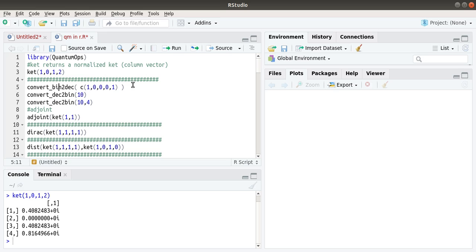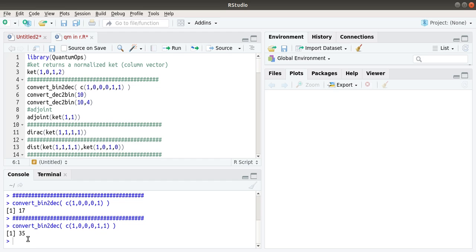And if you want to convert a binary digit to a decimal one, the command is convert_binary to decimal, and we can see that corresponds to 17 in decimal. If I add one more digit to that, I will get another corresponding decimal number. If I want to find the binary number of a particular decimal number, the command is convert_decimal to binary of 10.